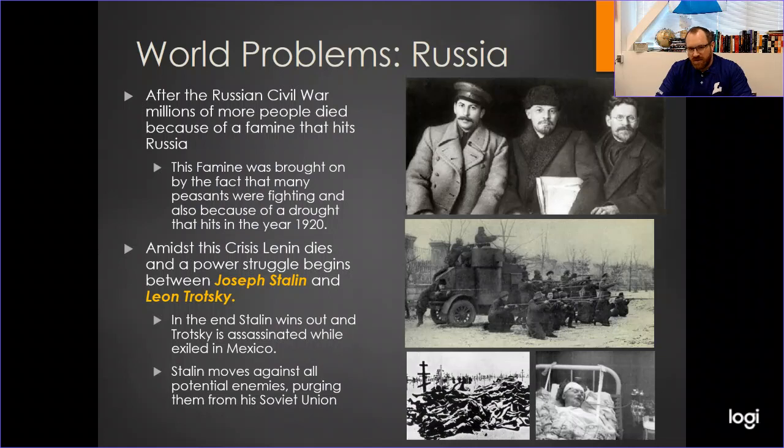And the two guys flanking him, the guy on the right is Leon Trotsky. The guy on the left is Joseph Stalin. Essentially, they argued about what was going to happen.